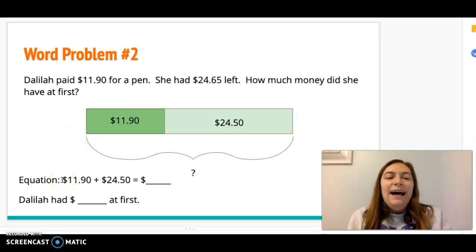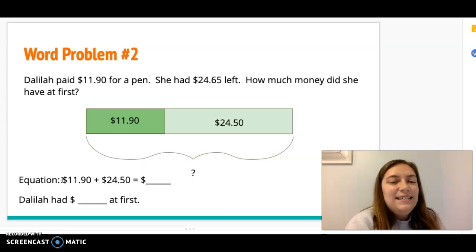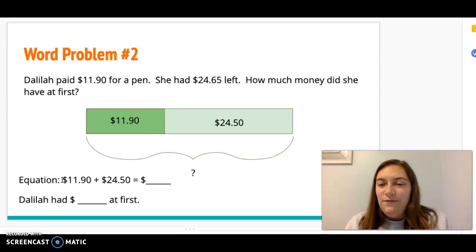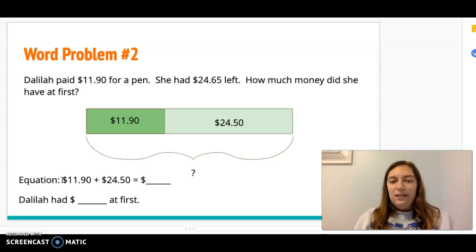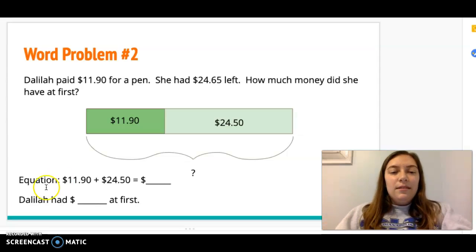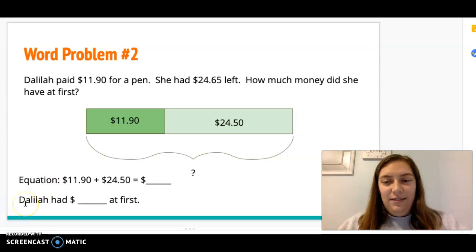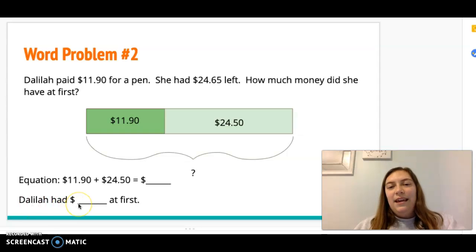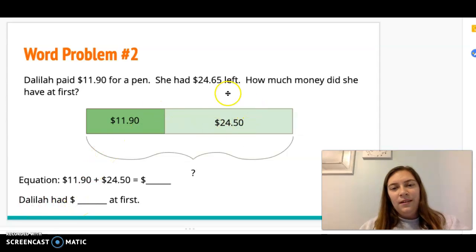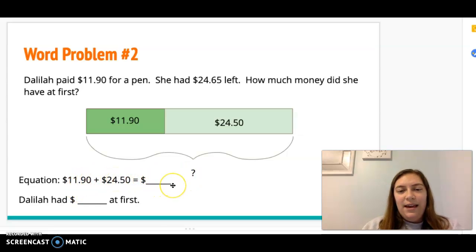So the equation that I wrote out was $11.90 plus $24.50 equals what? And then we have to find out Delilah had how much money at first. So if we look at our part-whole model, sorry, we know we need to find the whole. That's how I knew we had to add, because two parts added together make a whole.